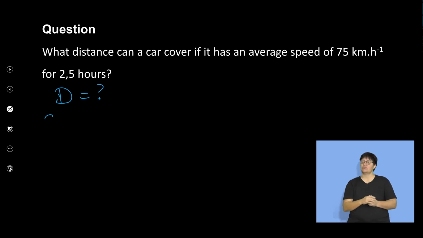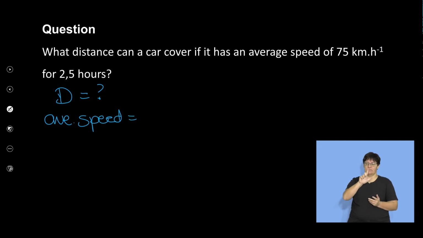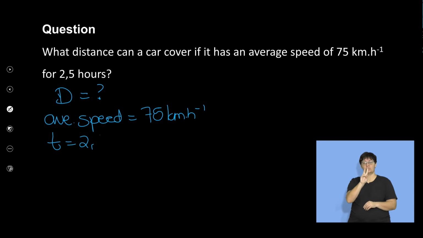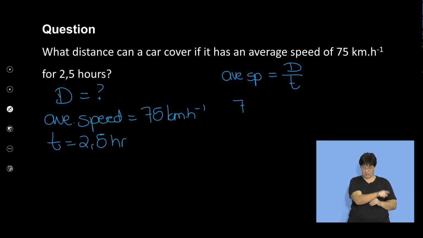Okay, so we want to know what distance. They say the average speed is 75 kilometers per hour, and the time it takes is 2.5 hours. Okay, so we've written the information, now we write the equation. So average speed is distance over time. I know the average speed, it's 75. I want the distance, and it's 2.5 hours.